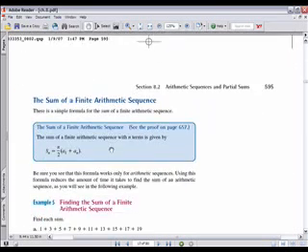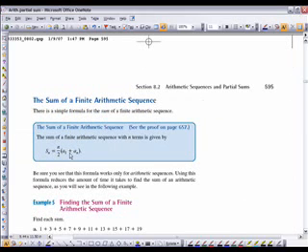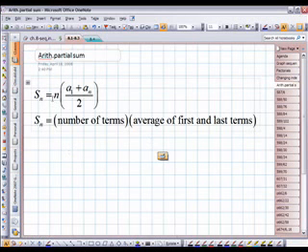All right, the sum of a finite arithmetic sequence. This is a good formula to know if you want to find the sum of n terms. But I think it's even easier if you rewrite it and basically take the 2 and put it inside. So it's written like this now: n times a sub 1 plus a sub n over 2.